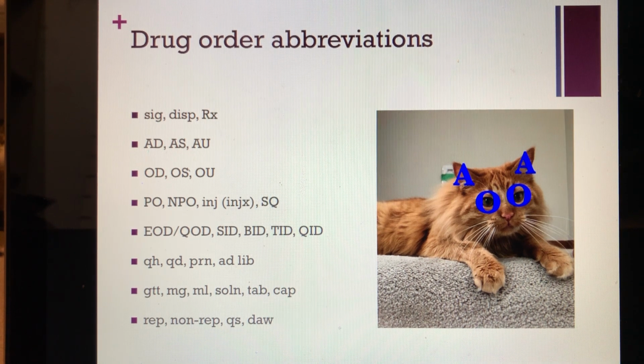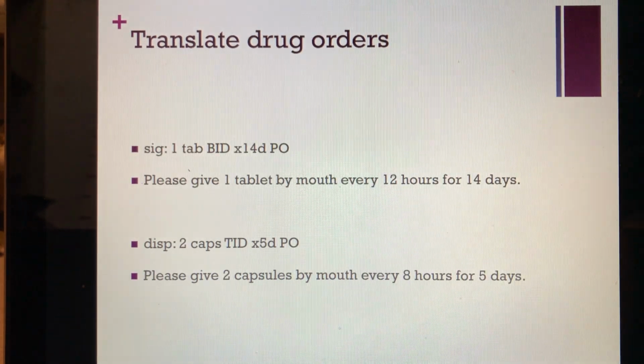SOLN means solution. So a liquid medication is often a solution. And then tab is tablet, cap is capsule. And then our last section there, rep, non-rep. Rep is repeats or refills, right? So you could put that there's 3 refills and the client can come back to get them as needed. And then non-rep means that there are no repeats. And then I can't remember QS and DAW off the top of my head. I'm going to have to check those ones out and let you know. I never use those ones. I don't remember what they are.